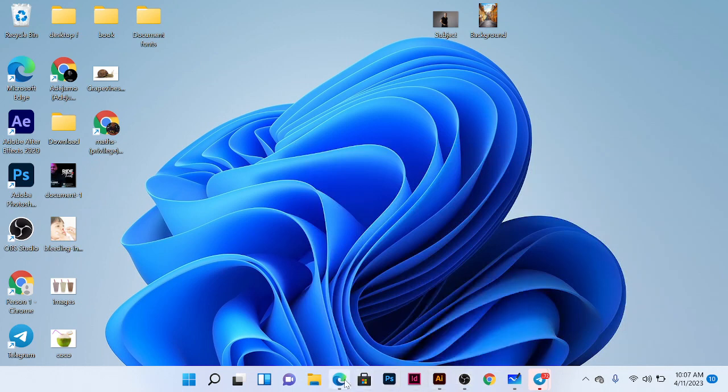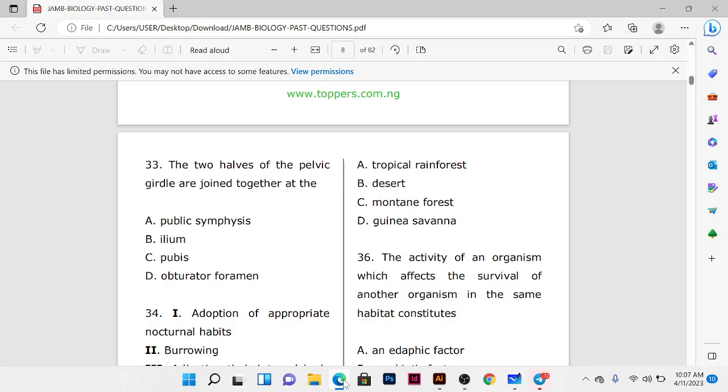Like I was saying, the question is: the two halves of the pelvic girdle are joined together at the pubic symphysis. We have the left pelvic and the right pelvic. These two halves are joined together at a point called the pubic symphysis. So that is the answer to this particular question.